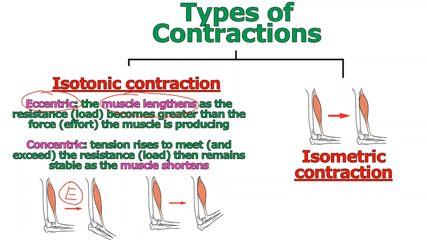Okay, the opposite, and I'll put a C above this arrow right here, is a concentric isotonic contraction. And in this case, we will see the muscle get shorter.